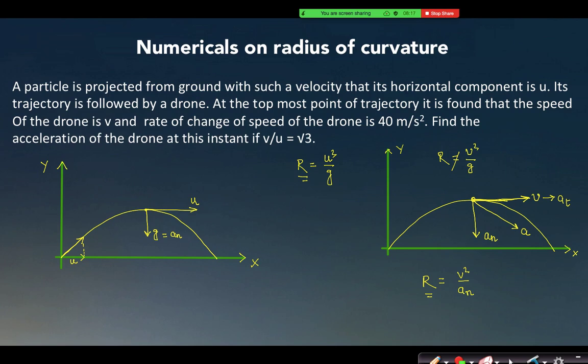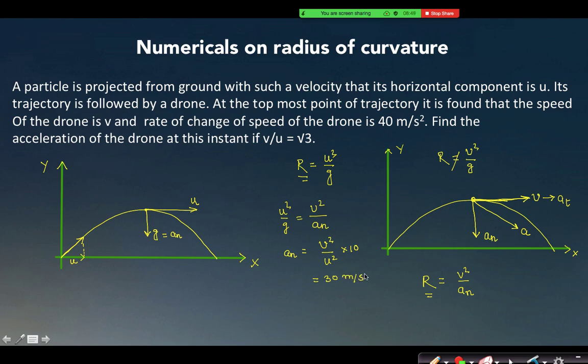Yes, because both are following the same trajectory. So from this equation, u square by g is equal to v square by an, can I find the normal acceleration? Just calculate what is the value of this. Yes. If I take g is 10, then it is 30 meter per second square.